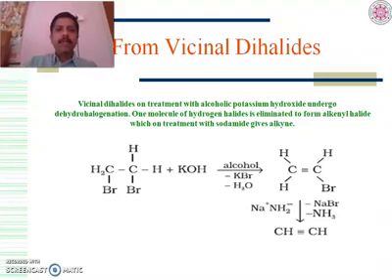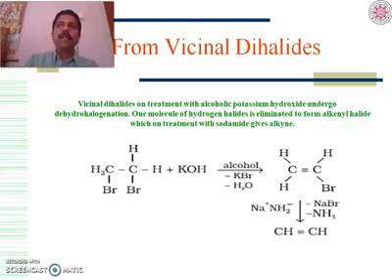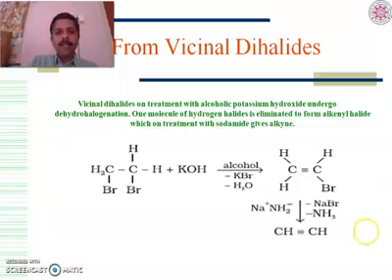Coming to the second method, it is from vicinal dihalides. What is a vicinal dihalide? Vicinal dihalides are dihalides where the two halogens are present in adjacent positions, that is, the 1,2 position. So, for example, this one is a vicinal dihalide.